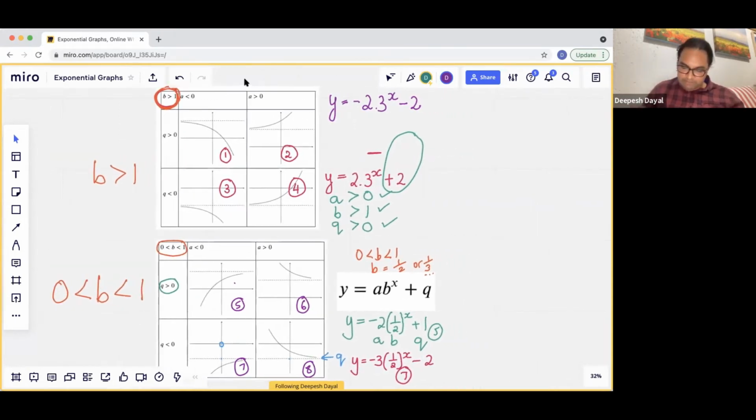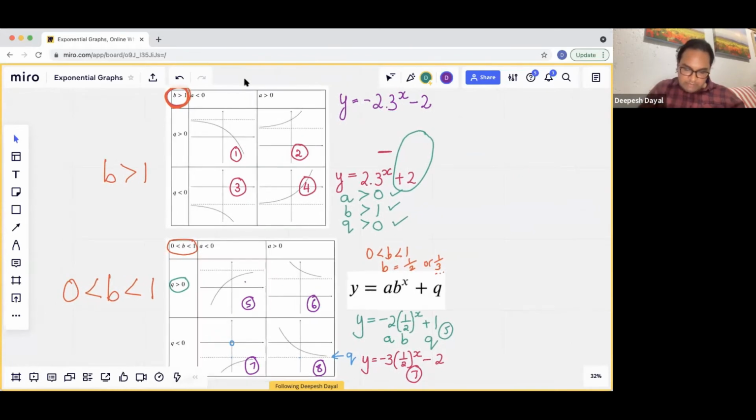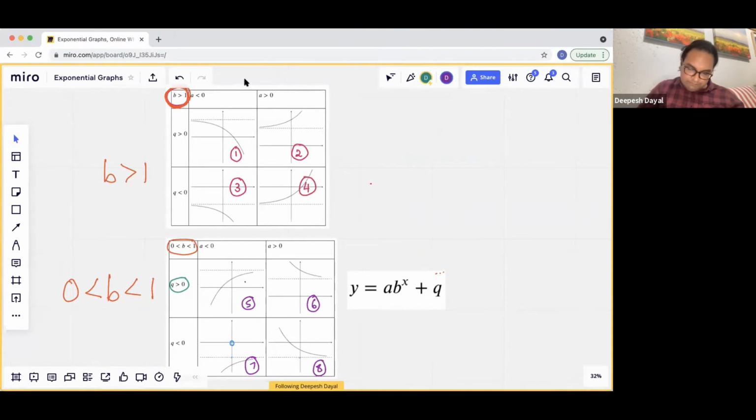Are you feeling okay? I'm going to erase this just because I need to write here on the side, so do forgive me. I just want to give you one more before we move on to the question I want to do with you, the drawing of the graph, right? Okay, let's try this one.